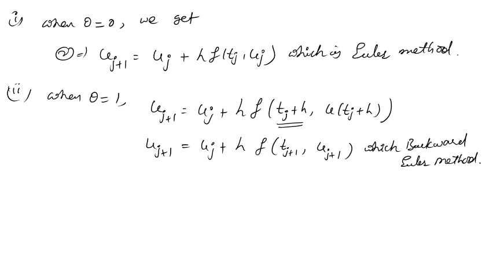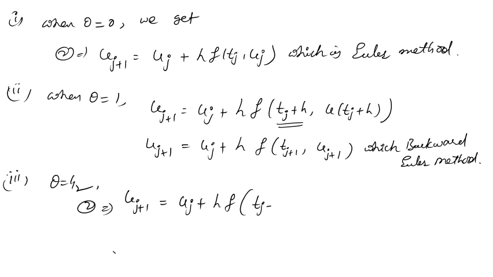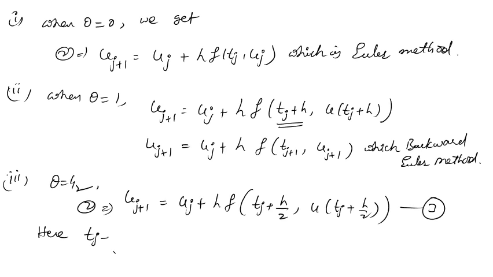Okay, now let us approximate. I will not go into theory to confuse you. Let us take the third case, when theta equals 1/2. Then equation 2 implies uj+1 is equal to uj plus h times f(tj plus h/2, u(tj plus h/2)). Equation 3, let us take. Here tj plus h/2 is not a nodal point. Therefore, how to evaluate this?